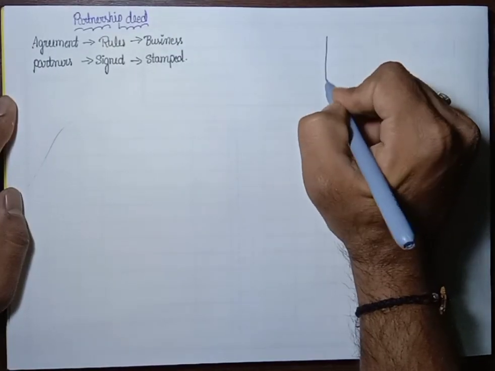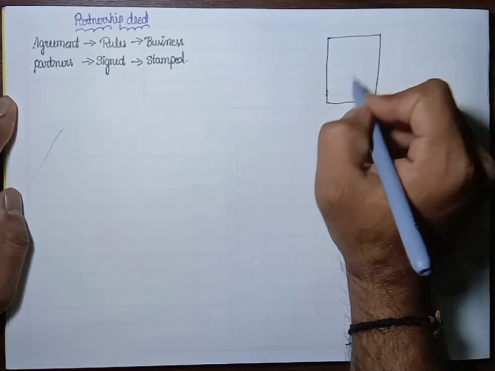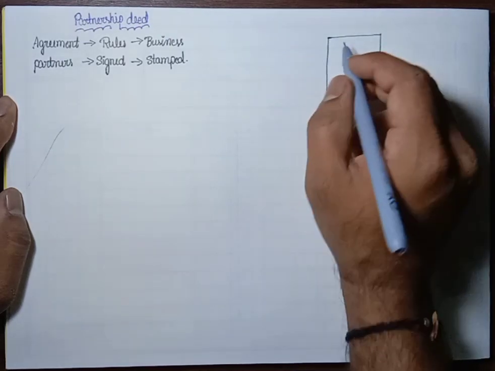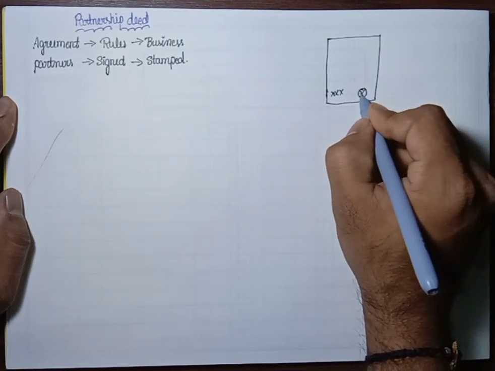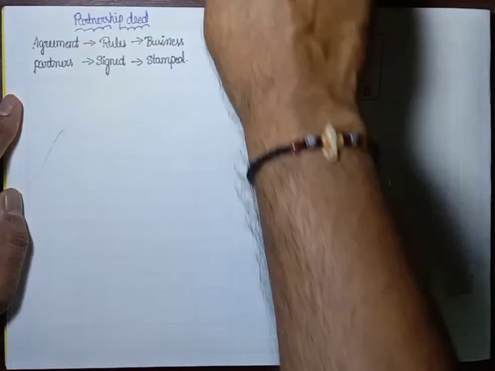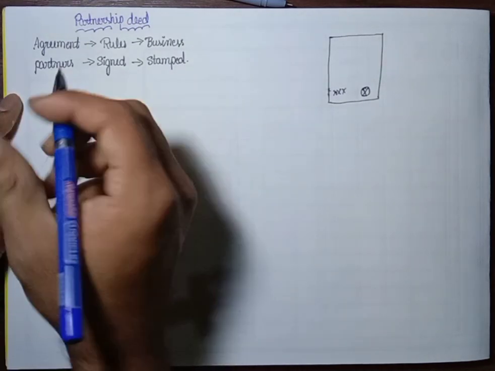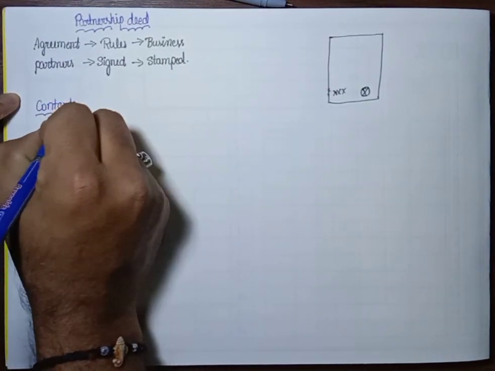For example, if this is the agreement, a document, in this each and every piece of information will be recorded and read by partners, and finally they will sign and later it will be stamped. So this document we call what? Partnership deed. Let us see what things will be included in a partnership deed. It's nothing but the contents of a partnership deed. What information is recorded in a partnership deed?